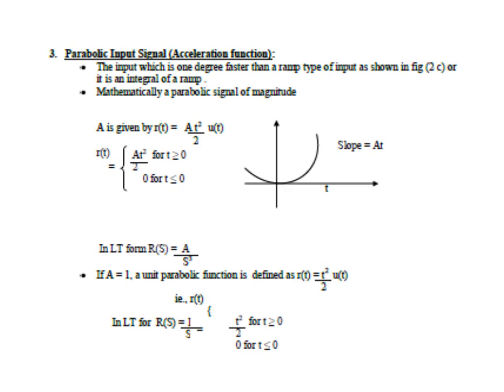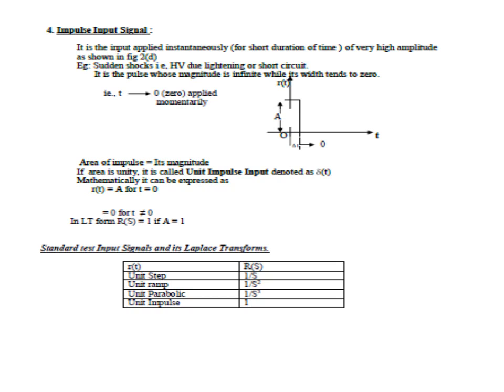Then parabolic input, this is the acceleration function. Parabolic input, r(t) is given by At square by 2 u(t). Now r(t) equal to At square by 2 for t greater than or equal to 0, and it is 0 for t less than 0. Then the Laplace transform R(s) is also given, and if A equal to 1, then that becomes the unit parabolic function. Then we have the impulse input.